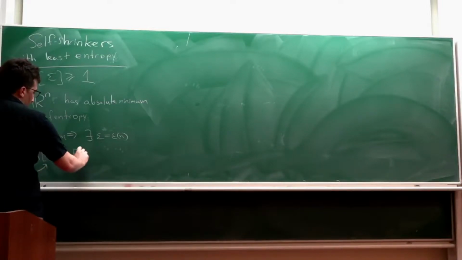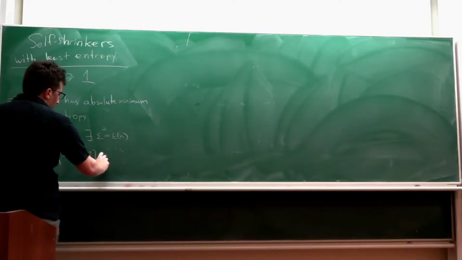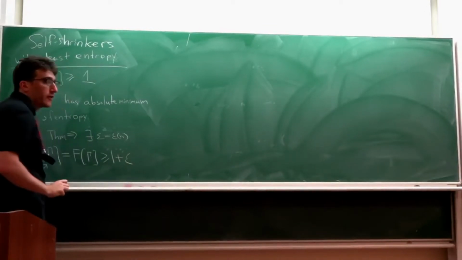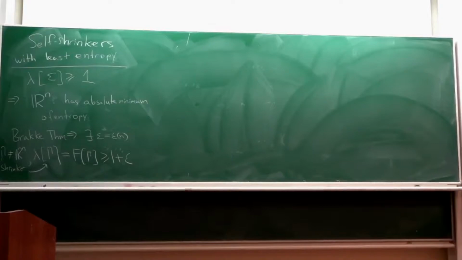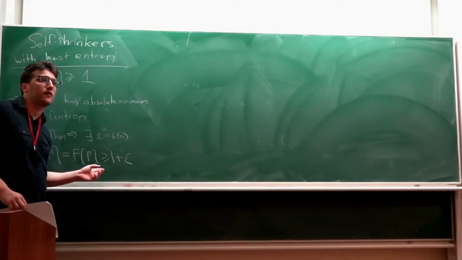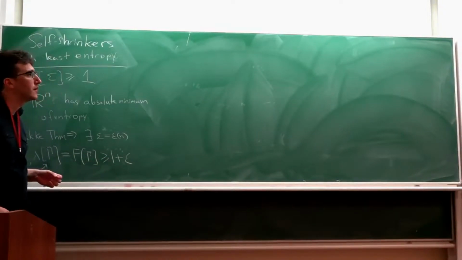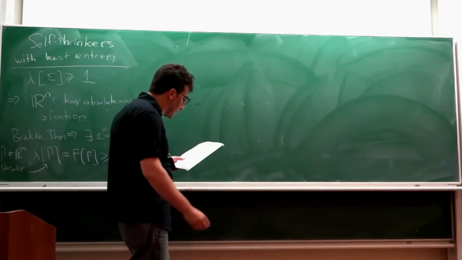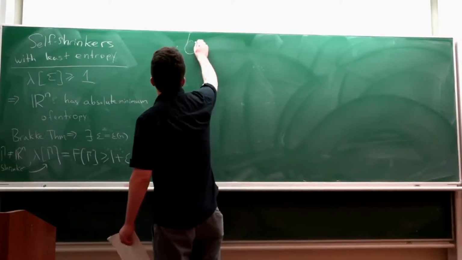remember this is F of gamma, is bigger than or equal to 1 plus epsilon. So we know that this is the absolute minimum, and there's a gap to the next possible one. So then the question is, can we characterize this gap?